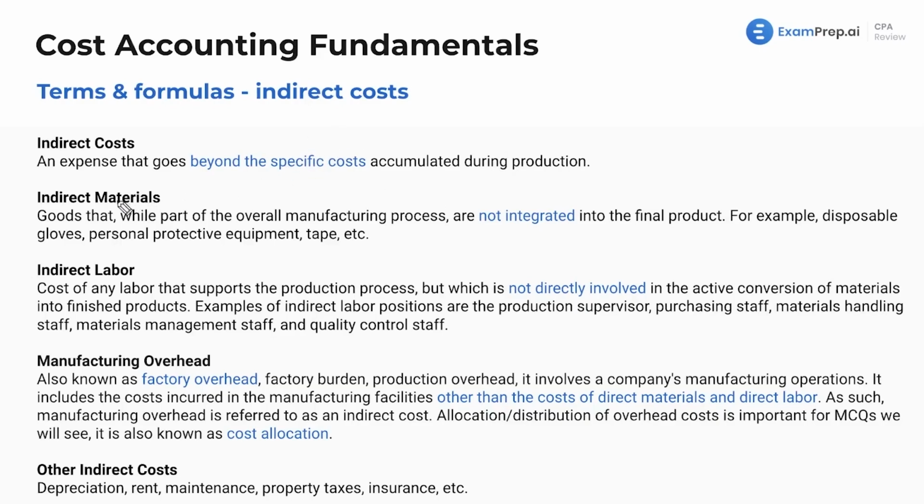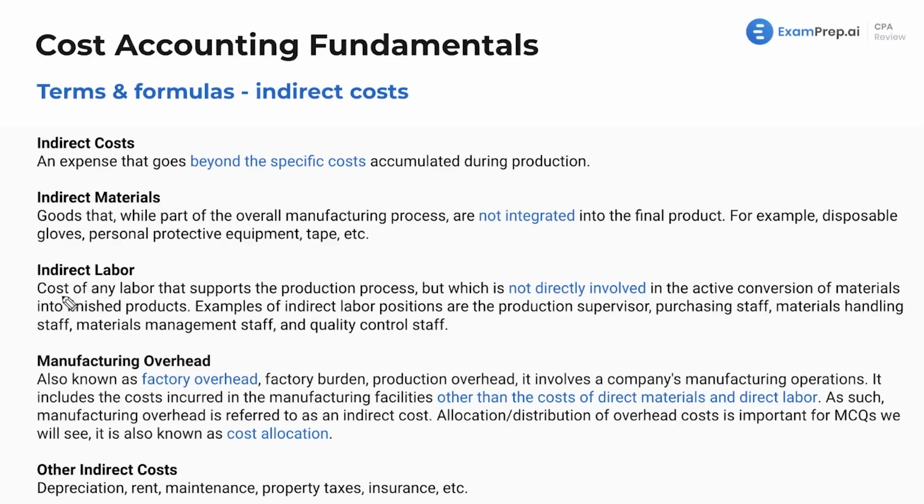activities. Indirect materials are goods that, while part of the overall manufacturing process, are not integrated into the final product. For example, we've got possibly disposable gloves, personal protective equipment, tape. You don't see any of this going into the end result of, let's say, chairs again, but they are materials that are used in the process.